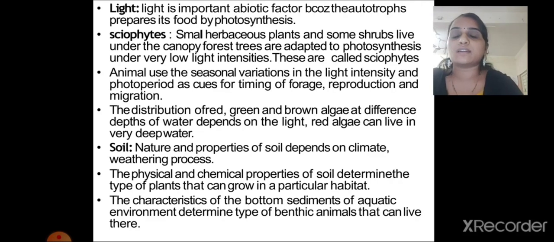Next abiotic factor is light. Light is an important abiotic factor because autotrophs prepare their food material by photosynthesis, and for them photosynthesis is a very important process, and for that light is very important. The source of this light is the sun, and the light emitted by the sun is called sunlight.